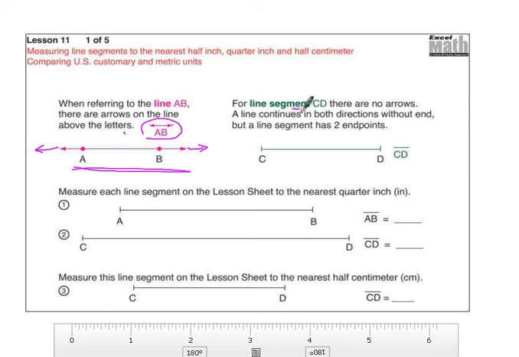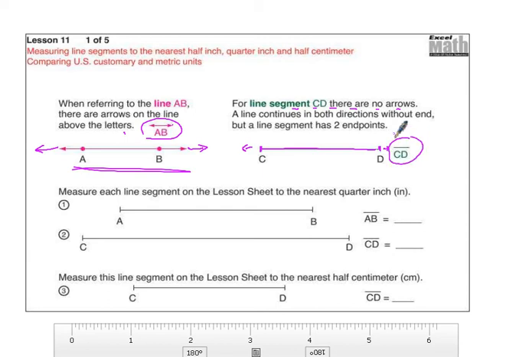For a line segment CD, there are no arrows. So notice that CD, this line segment, this picture here, it stops on both ends. There's no arrows showing that it just keeps going forever and ever. So this is not called a line in math. This is called a line segment because it stops on both ends.